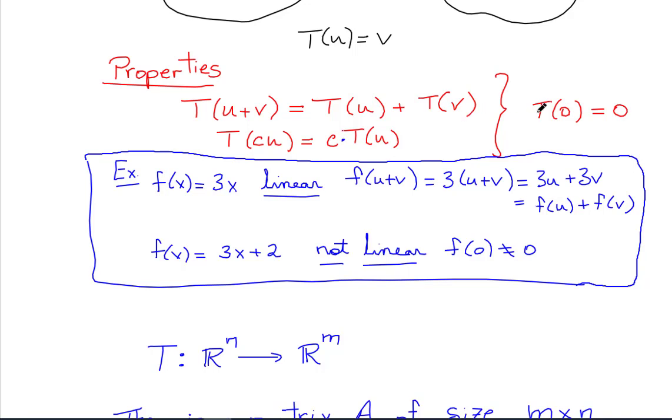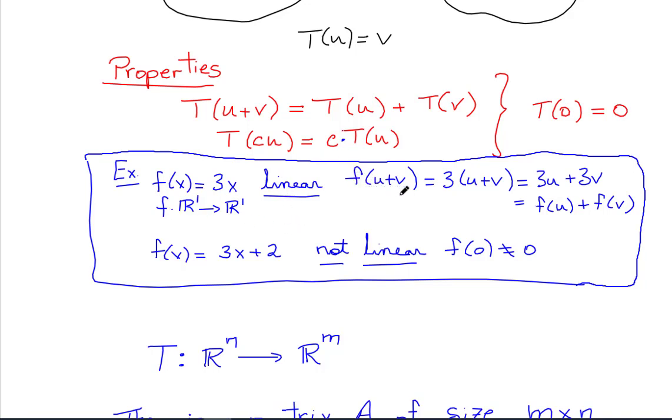And what that means, when you put these together, is that T of the origin must go to the origin. So T of 0 must always be 0. So for example, take the function f of x is 3x. We're going from R1 into R1. Is it linear? Let's see.